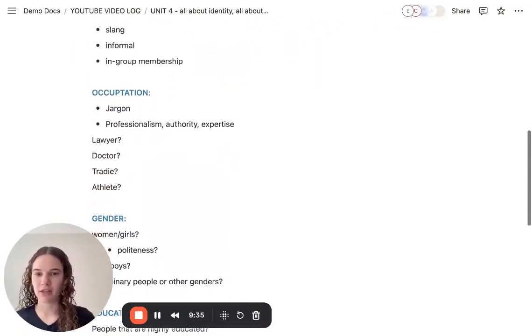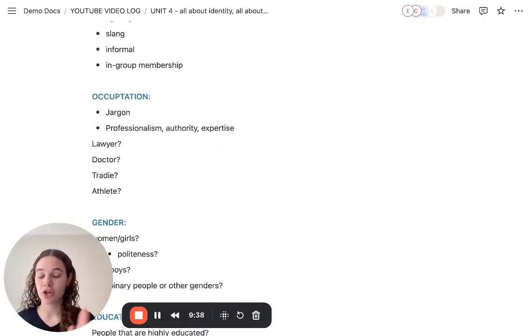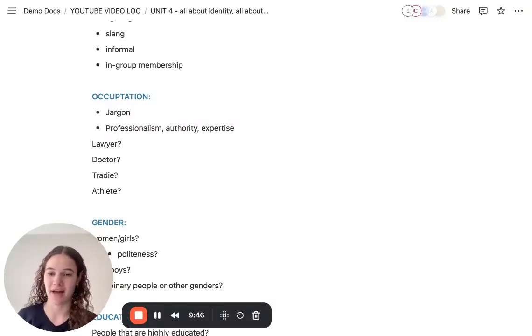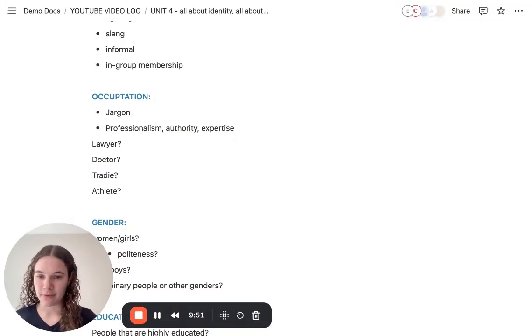Okay, moving on. So occupation. Thinking about your career and your job. This is generally applicable to adults, even adults that are a little bit older as well, that have established careers. So how might their occupation come through in their language? It'll mainly be through jargon, especially if it's a professional field.